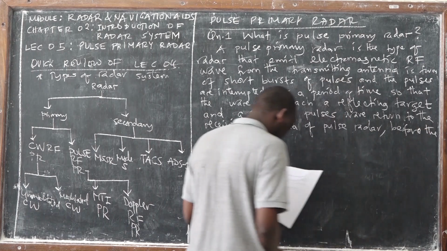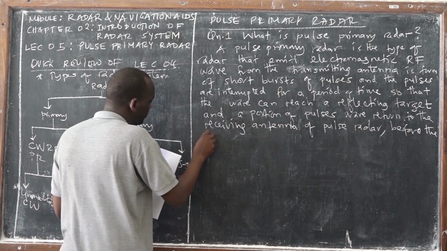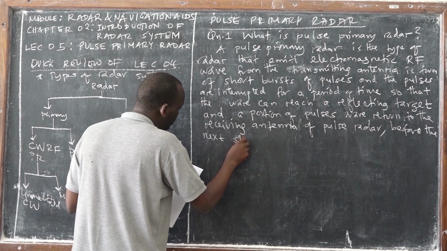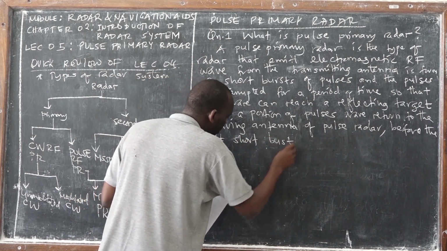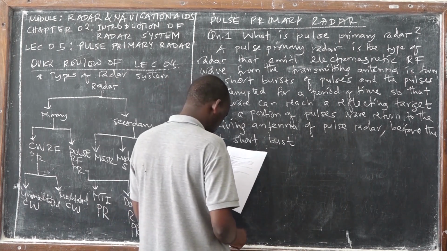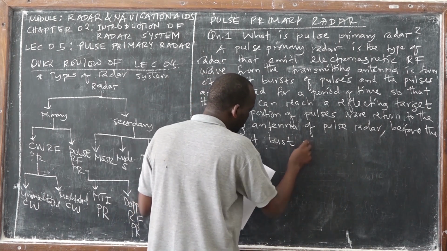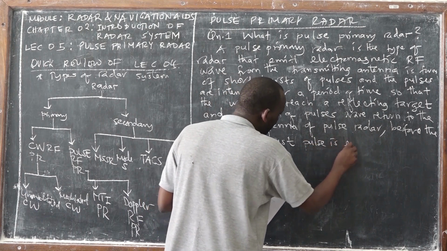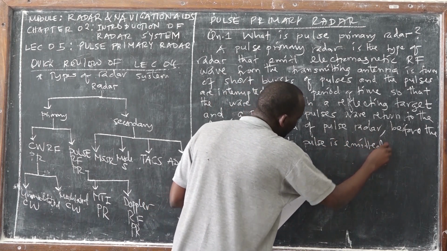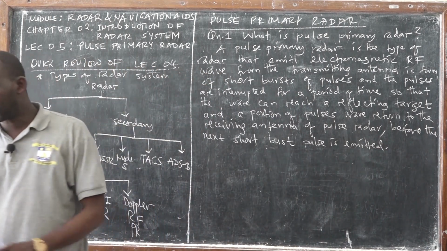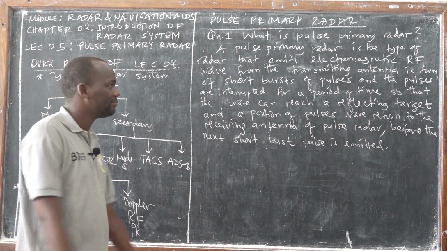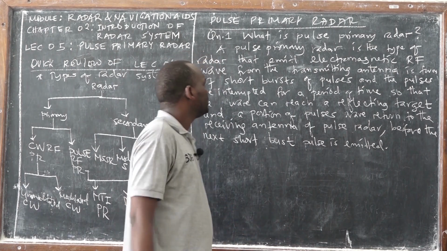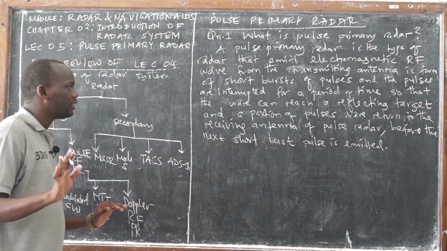before the next short pulse burst is emitted. So this is the simple definition of pulse primary radar. Class, say again, pulse primary radar. So a pulse primary radar is operating.